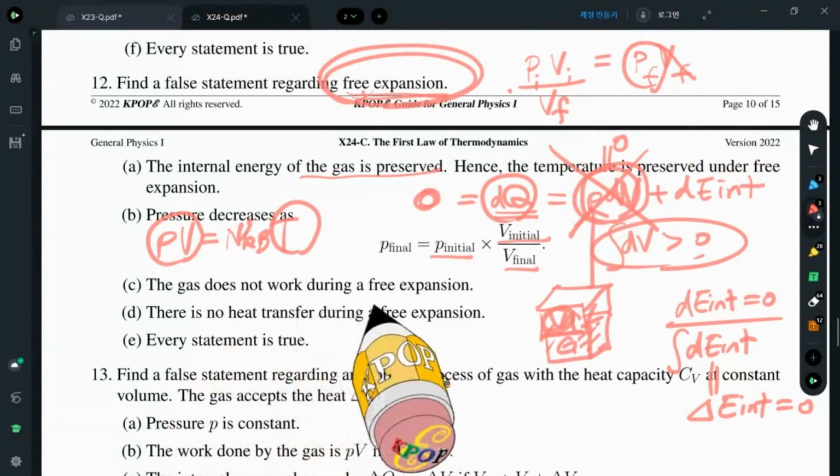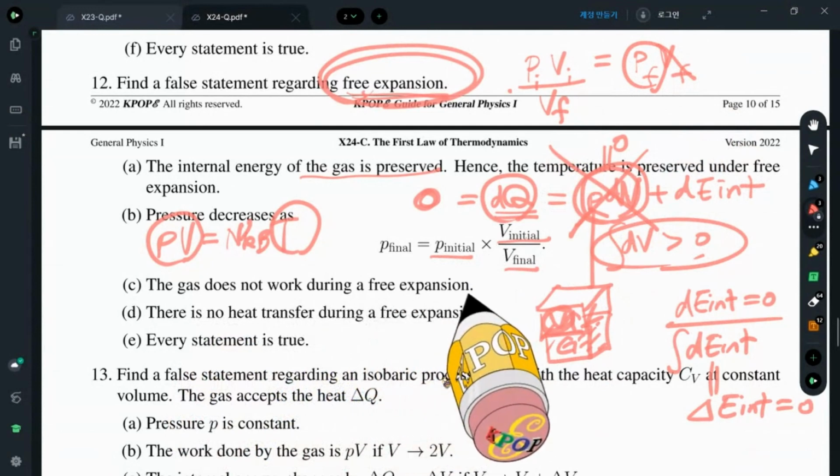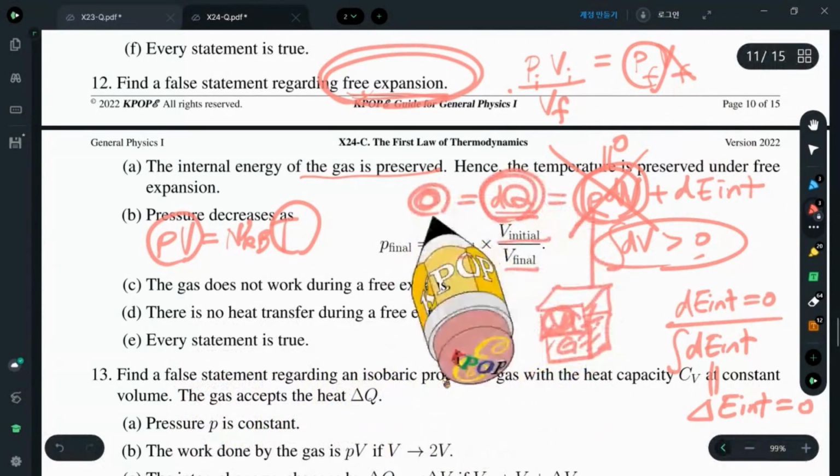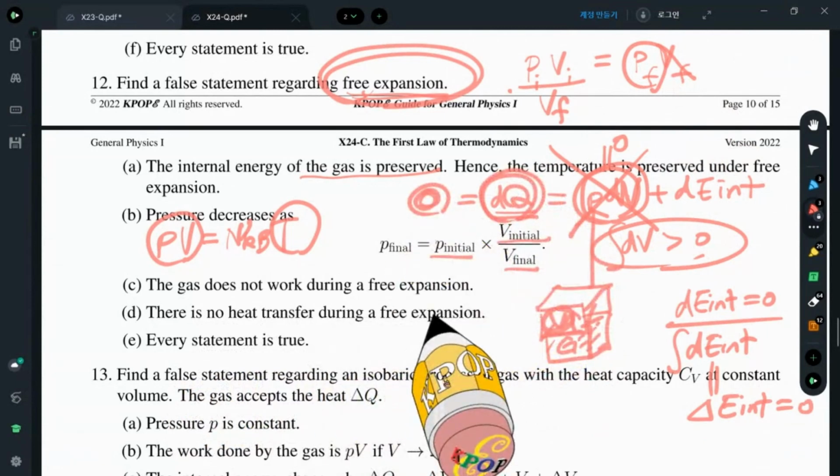The gas does not work during a free expansion. That's correct. There is no heat transfer during a free expansion.